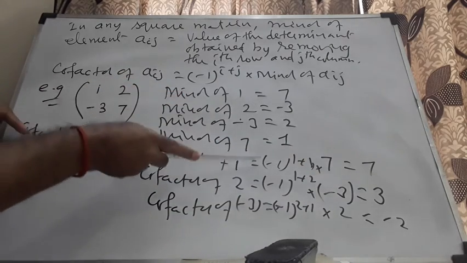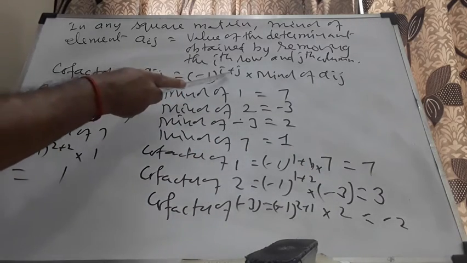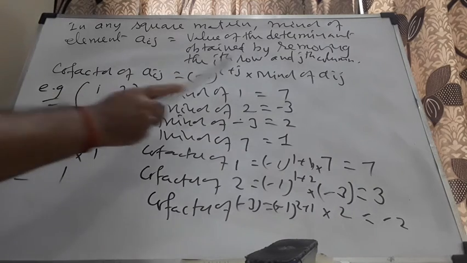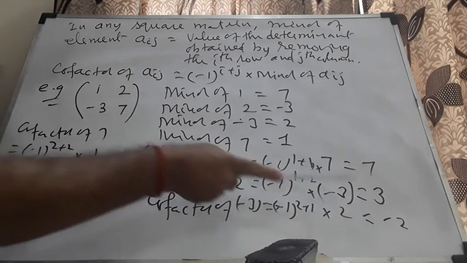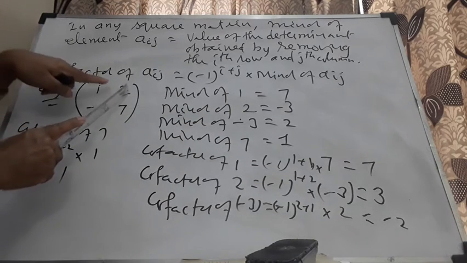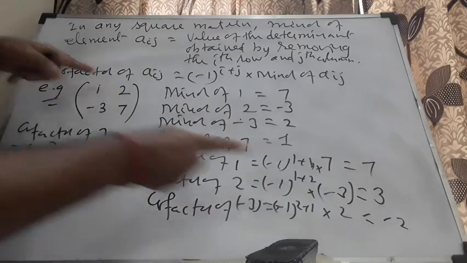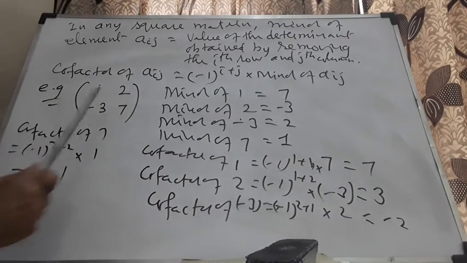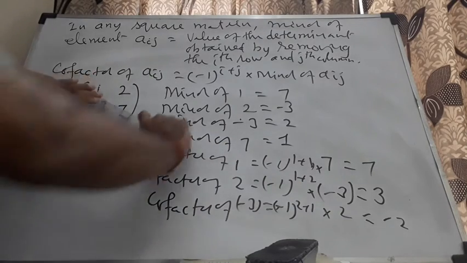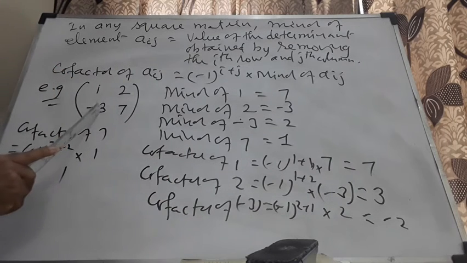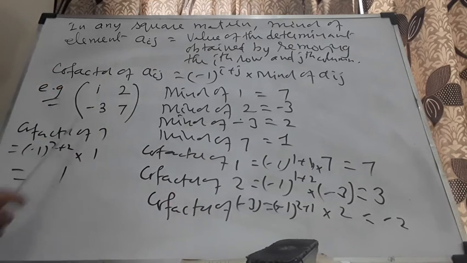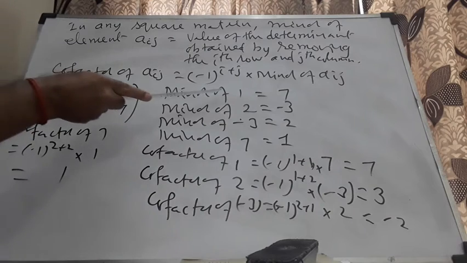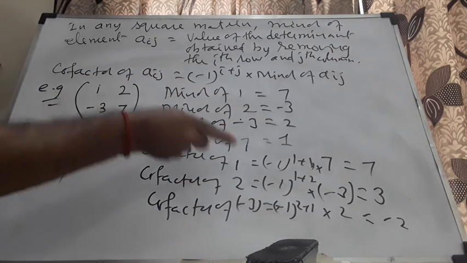Now, minor of 1 and cofactor of 1 are equal. When the power i plus j is even, minor and cofactor will be equal. Similarly, cofactor of 2 will be the negative of the minor here, because the position here is (-1) raised to 1 plus 2, which is odd. So the minus of -3 becomes 3. Then similarly, cofactor of -3: remove the row and column, it is (-1) raised to 2 plus 1. The power here is odd, so it becomes -2. And the cofactor here is (-1) raised to 2 plus 2, remove the row and column. Therefore, minor of 1 and cofactor of 1 are both equal.